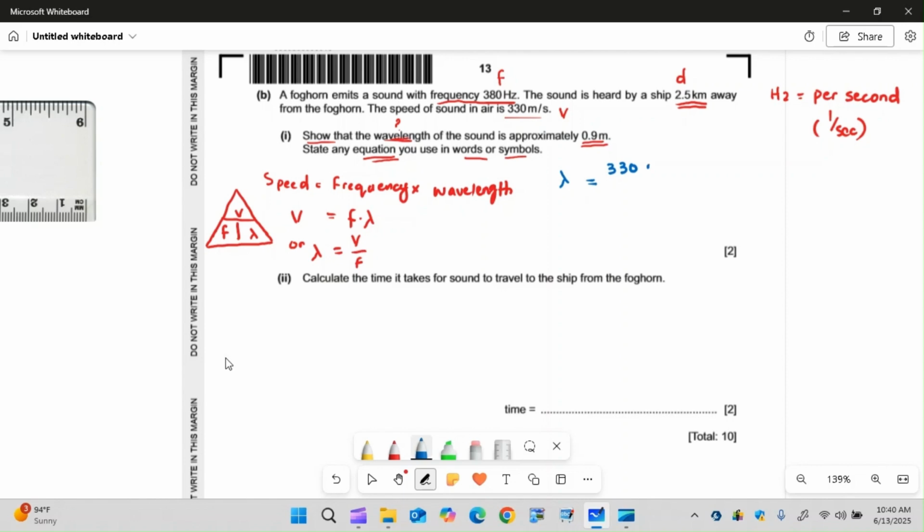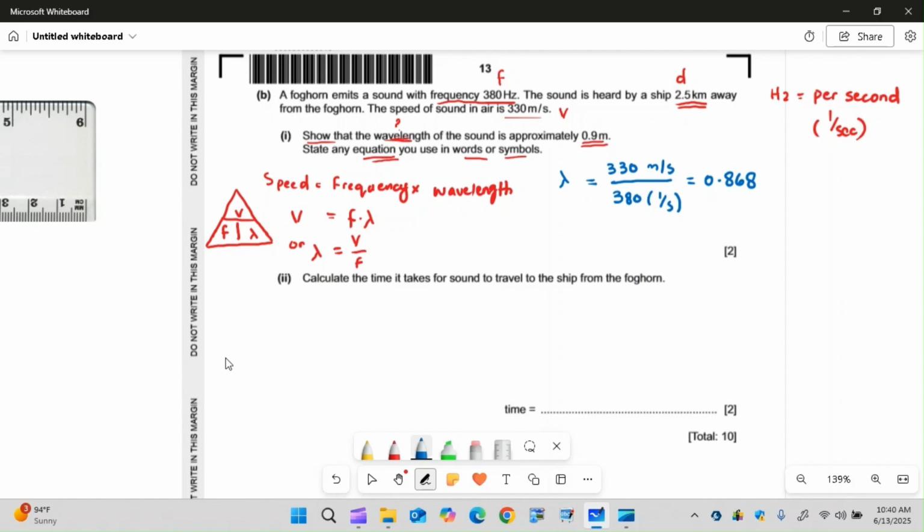Now trying to solve it, wavelength is equal to speed, 330 meter per second, over frequency, 380 hertz. I can also say hertz or per second. Now first thing first, I will divide 330 by 380. What I got is 0.868. So this is 0.868.